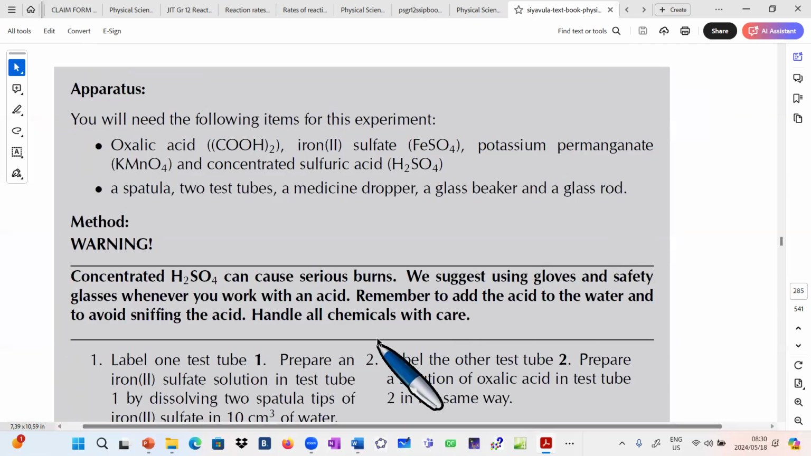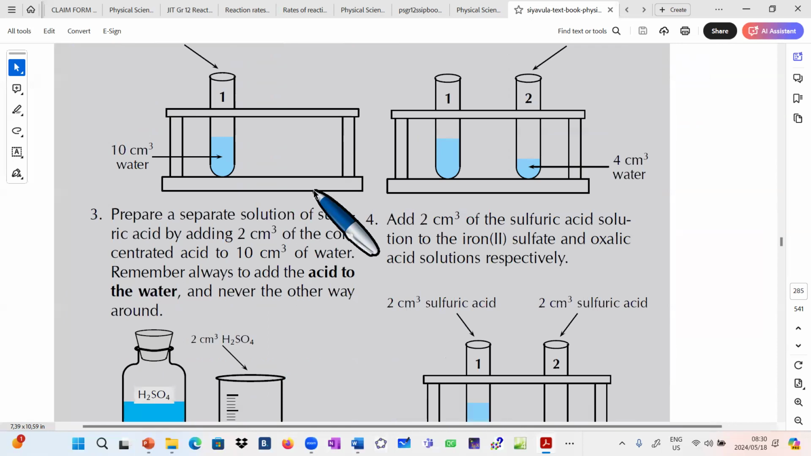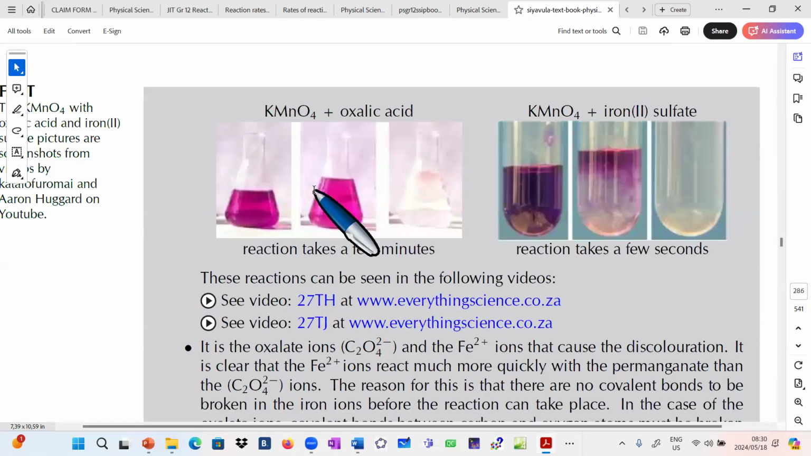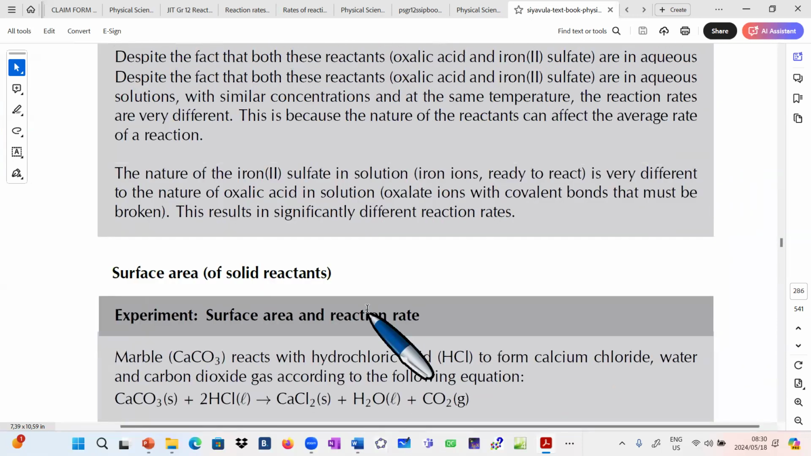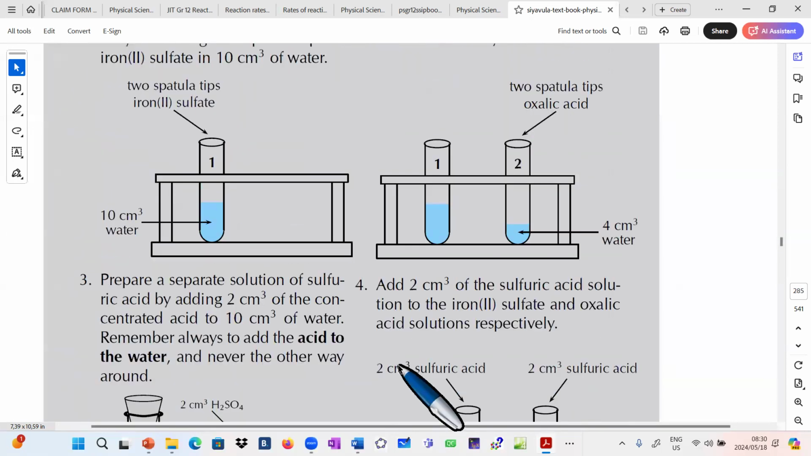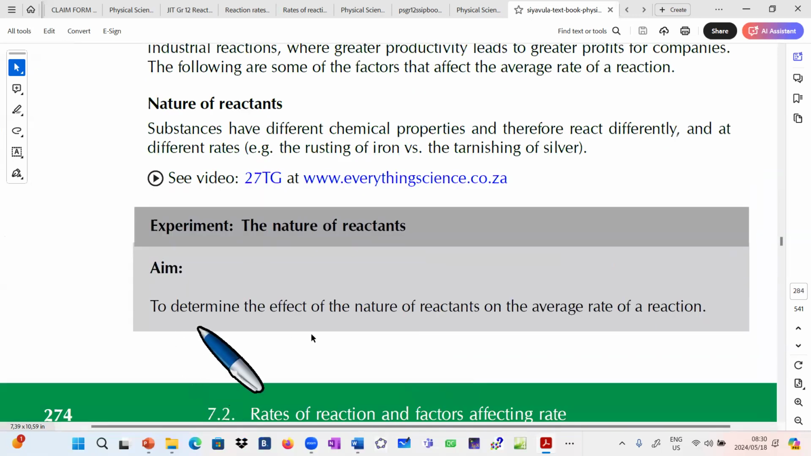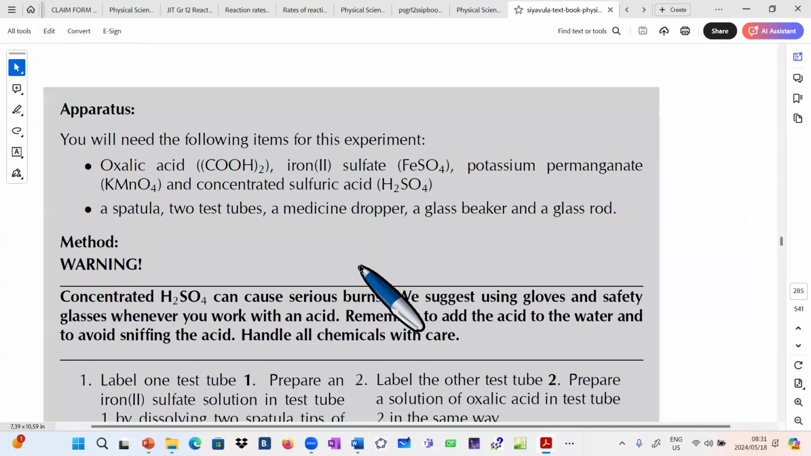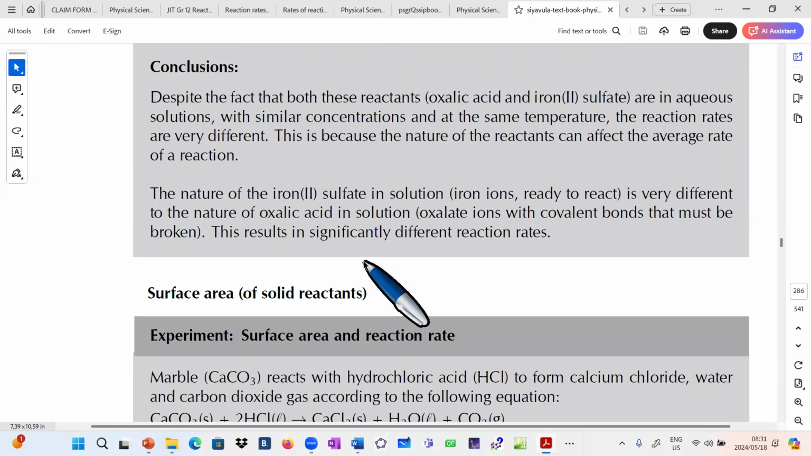Okay, we continue. So we look at the nature of reactants as a factor that affects reaction rates. Let us mention some of these in passing. The nature of the reactants, and obviously an experiment can be done to determine the effect of the nature of reactants on the average rate of a reaction. So you can always do an experiment.